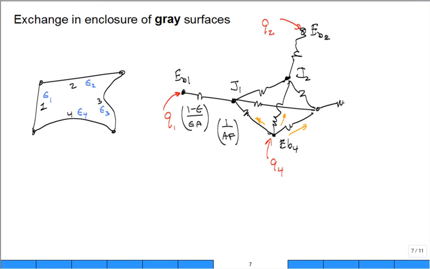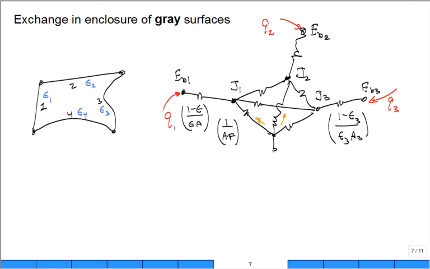Similarly, modify here. So we'll push this back. This is now the J3 node. This is the EB3 node. That's Q3. And each one of these additional resistors is the surface resistance: 1 minus epsilon, the emissivity of surface 3, divided by the emissivity of surface 3 times the area of surface 3. 1 minus epsilon over epsilon A. Let me go ahead and finish it. And so that's J4, EB4, and this is Q4.